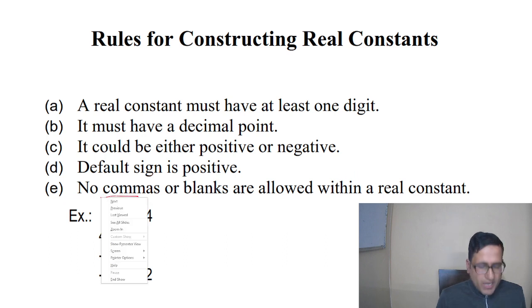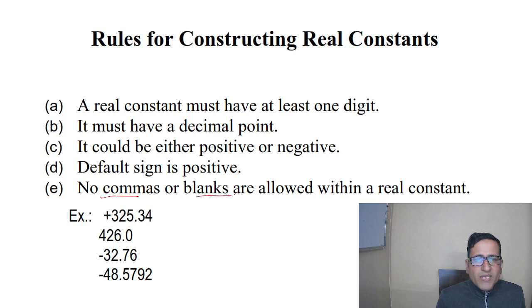Next is no commas or blanks are allowed within the real constant. If we want to write 0.3, then we have to write it in continuation, not like this. It is not allowed. Likewise 0 point and space and 3 is also wrong.